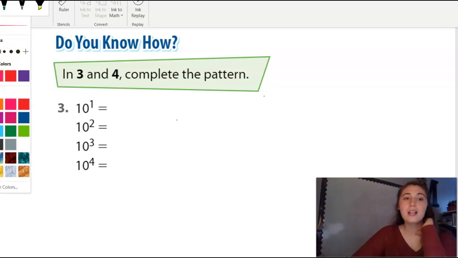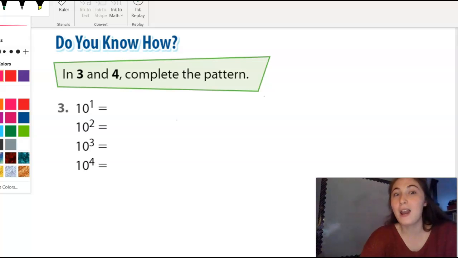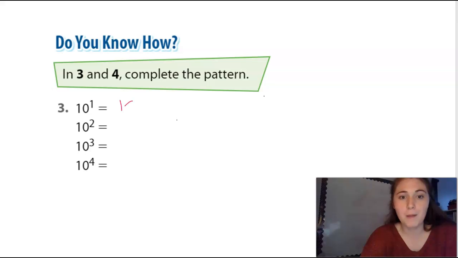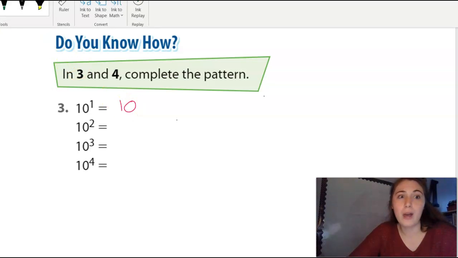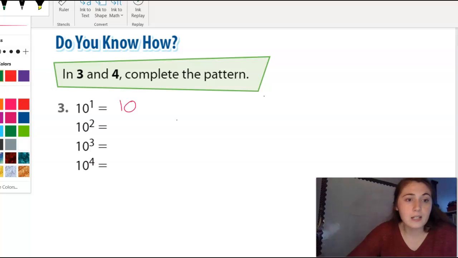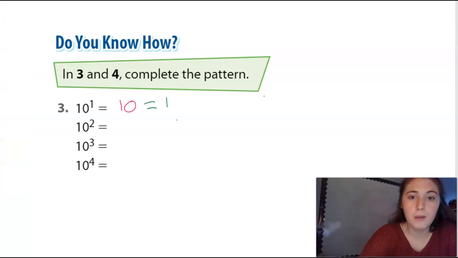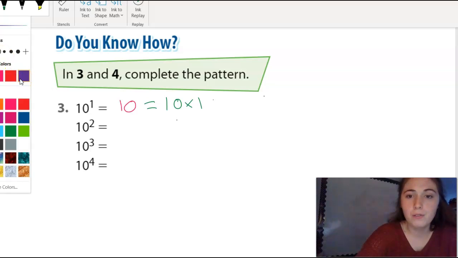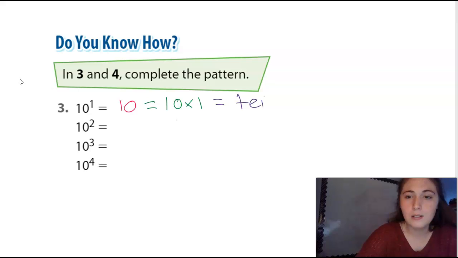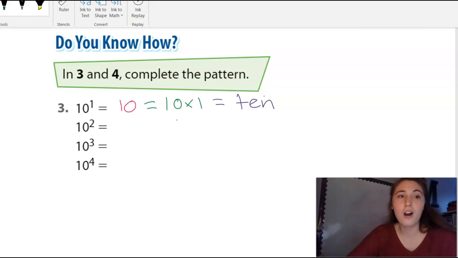We are going to see what 10 to the first equals. So 10 to the first, when I look at this, I know 10 to the first means that I am multiplying by 10 one time. That is told to me by my exponent. So I know 10 to the first equals 10 because it's 10 one time. But I need to write this another way. I need to write it with my 10 times 1 as well. And then I need to write it in word form. So that equals 10.